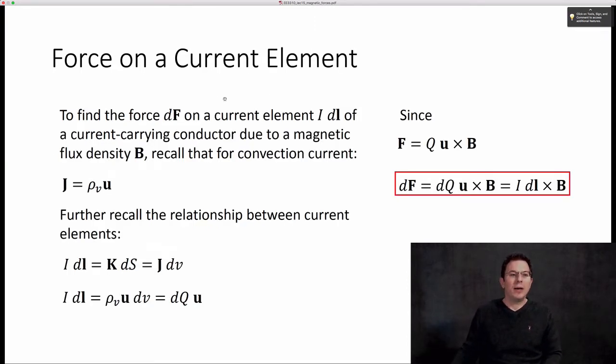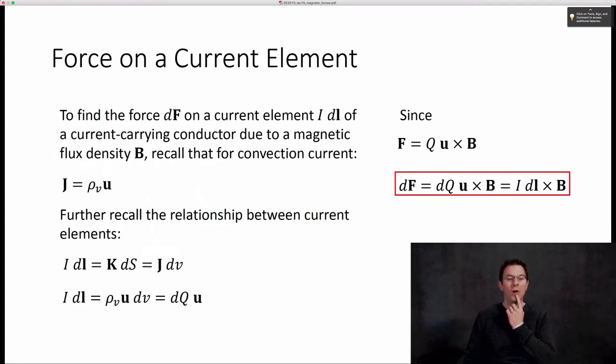Well, suppose we'd like to find the differential force dF on a small element of current IdL. We know that little current element is going to feel a force due to the magnetic field, because the charges are in motion. They're moving, they're not stationary.